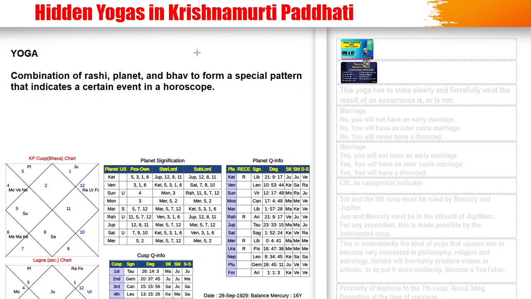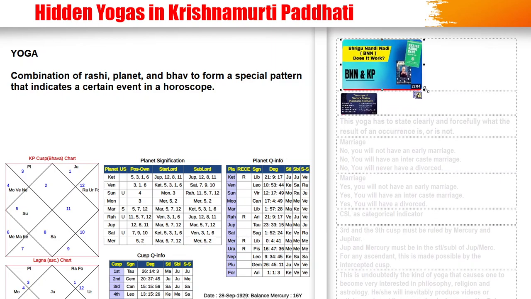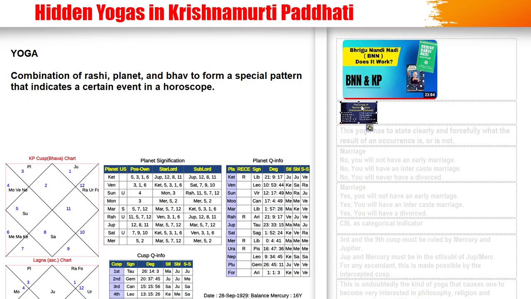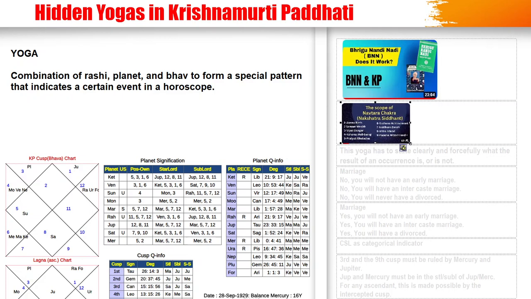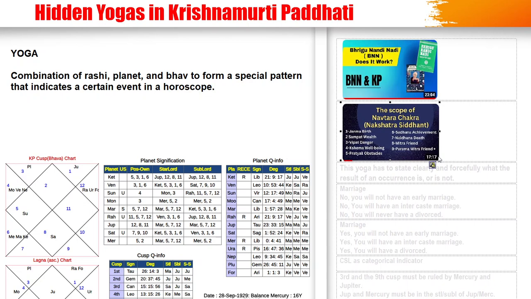Now, for this reason, many of the traditional yogas which we find in, like, Bhrigunandi Nadi or Navtara, those yogas cannot be ported to Krishnamurti Paddhati. I created some videos on the Bhrigunandi Nadi and the KP framework, and also the scope of the Navtara Chakra. You can watch these videos.